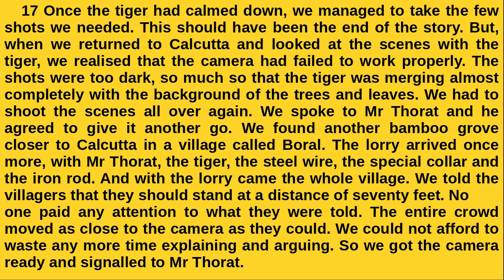And what did they decide to do? He decided to shoot the scenes all over again. How did he manage it? He spoke to Mr. Thorat and he agreed to make another attempt, right? And where was the second shooting? It was in a bamboo grove closer to Calcutta, in a village called Horal, right?